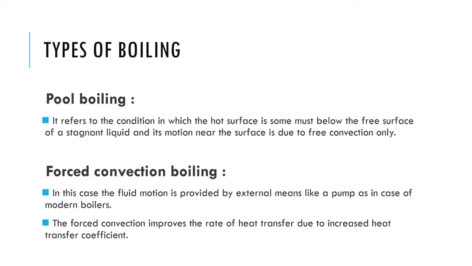Then we have forced convection boiling. In pool boiling, it is free convection as convection currents are set up freely due to density and buoyancy as explained earlier, but here it is forced convection. That is, it is not natural and heat transfer is caused by external sources. In this case, fluid motion is provided by external means like a pump, as in modern boilers. The forced convection improves the rate of heat transfer due to an increased heat transfer coefficient. As external sources as well as internal sources in some cases are working hard to provide the boiling and the heat transfer, it is generally faster and more intense than the earlier one.